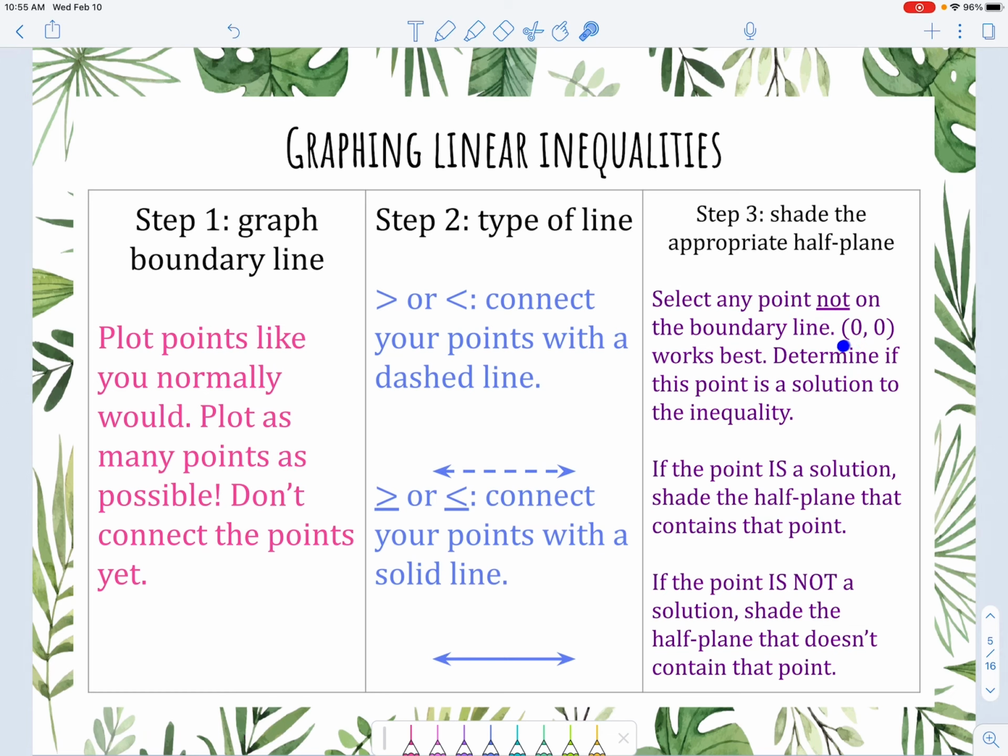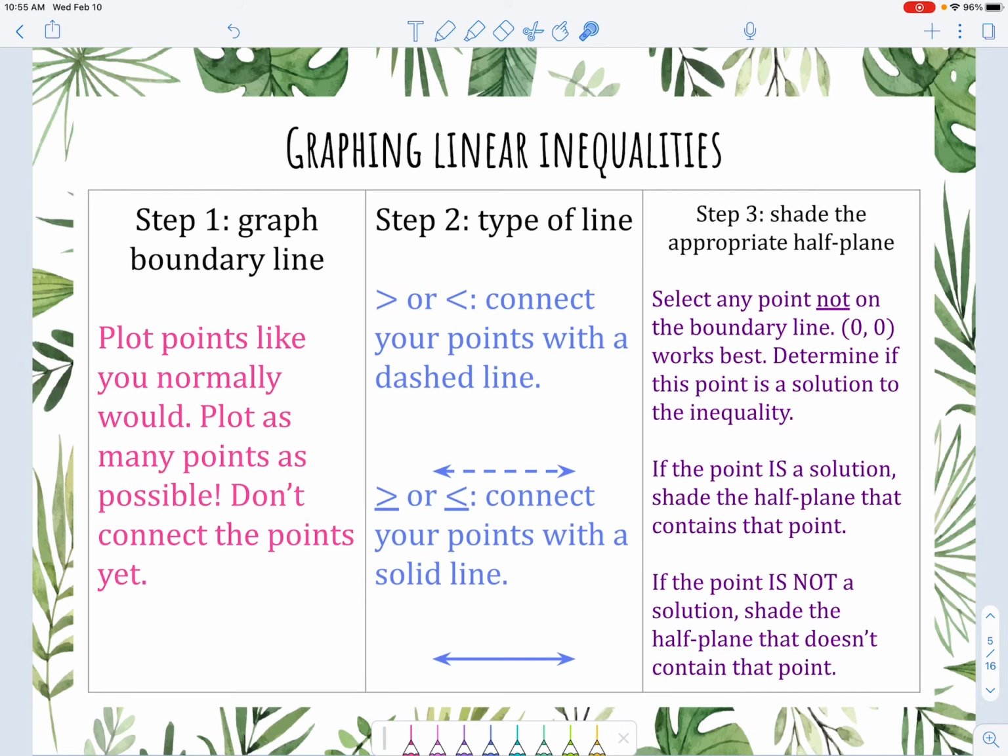I think the point (0, 0) works best when it's available, okay? Sometimes this ordered pair is sitting on the boundary line, so we might not be able to use it, but if it's sitting in one of those half planes, I think this is the easiest ordered pair to test out. And you do what we did on the previous slides, where we plug it in and determine if it's a solution. If the ordered pair is a solution, we're going to shade the half plane that actually contains that point. If that ordered pair is not a solution, we're going to shade the half plane that doesn't contain that point. So we're going to shade the other half plane.